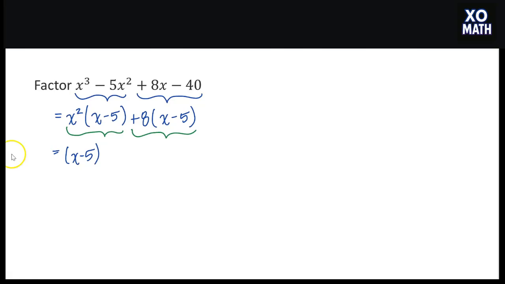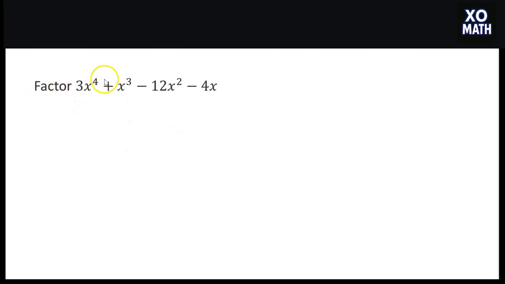x minus 5 to the first. And then we'll go ahead and see what's left over. So from the first term, an x squared is left over. And from the second term, only a plus 8 is left over. So now, this is our factorization, and nothing further can be done. x squared plus 8 cannot be factored any further.